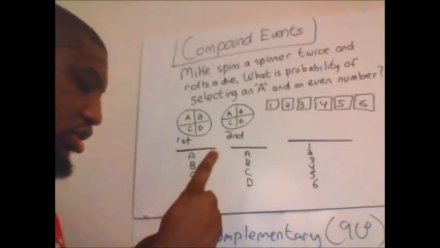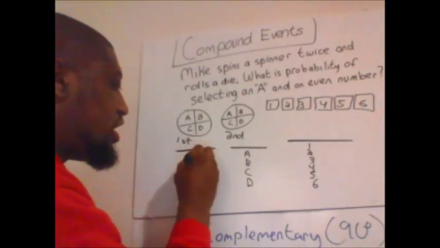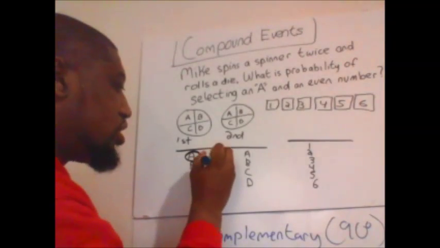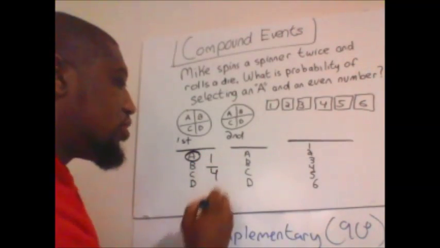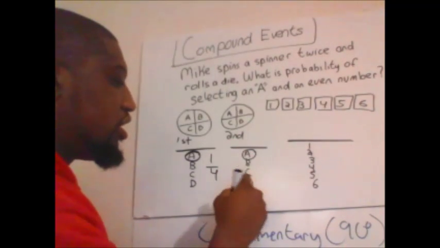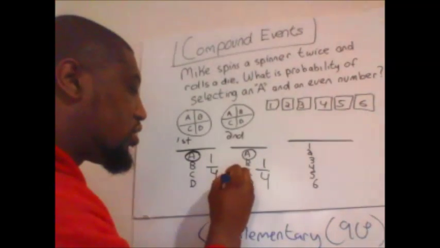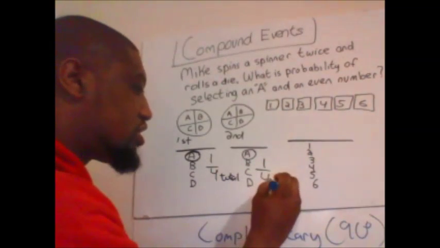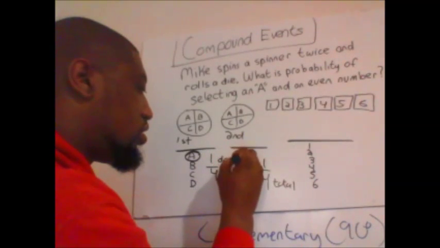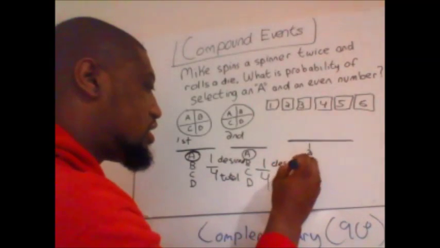So obviously they're selecting an A. So they desire an A. There's one A here. The total here is 4. So here it is going to be 1 out of 4. Then I go over here, which is 1 A. There's 4 total. That's going to be 1 out of 4. So that's total, total, desired, and desired.